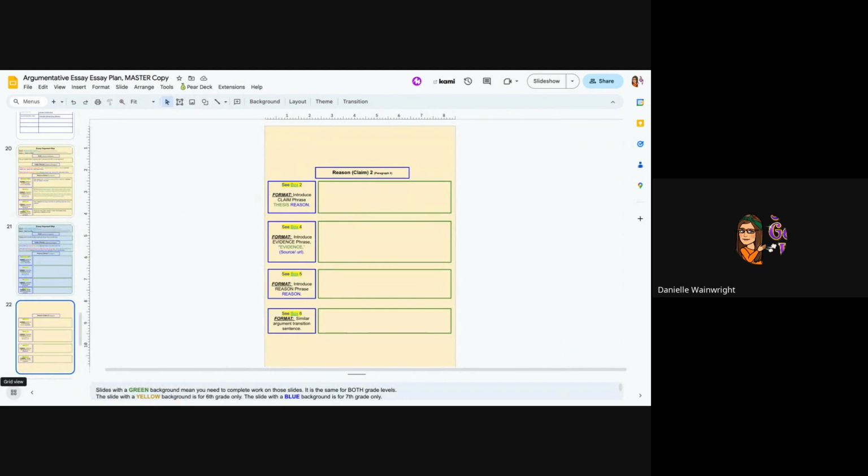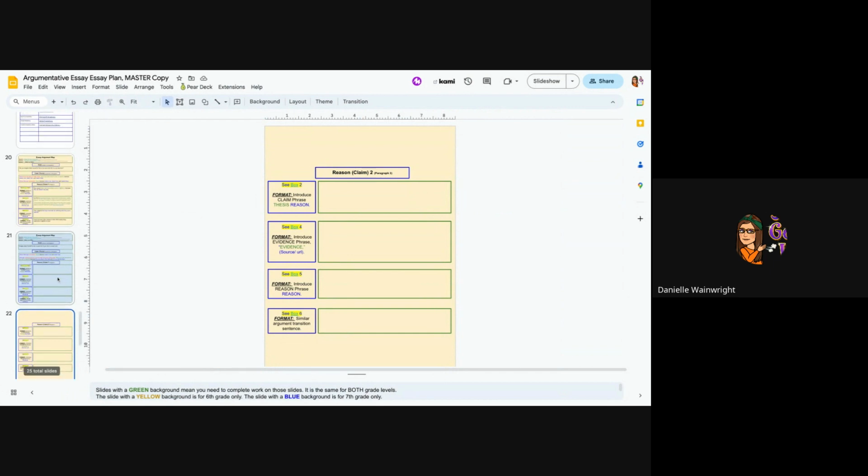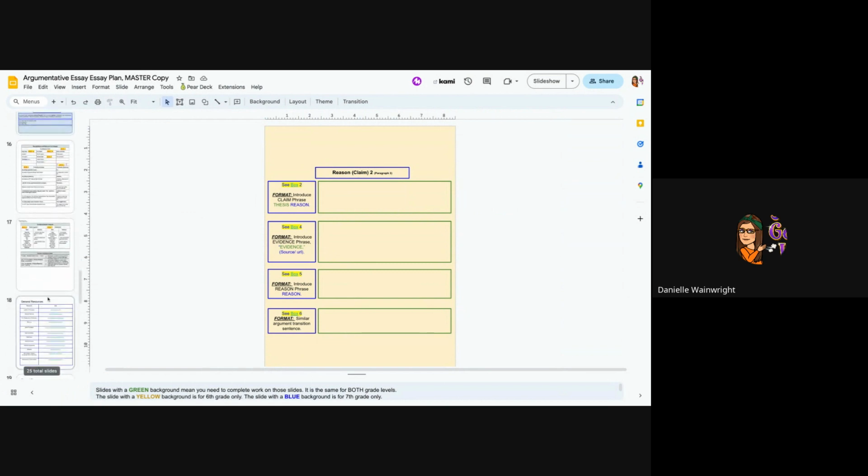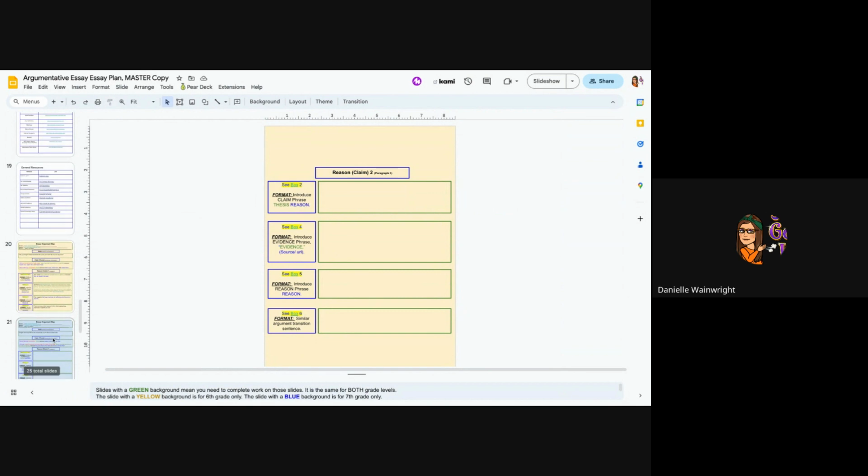This is pretty similar for 6th and 7th grade. There's just one minor change for 6th versus 7th grade. So you're just going to watch the same video on this. If you're a 6th grader, you're going to be on slide 11, and if you're a 7th grader, slide 14. I'm working on some sample slides, so I'm on some different slides.